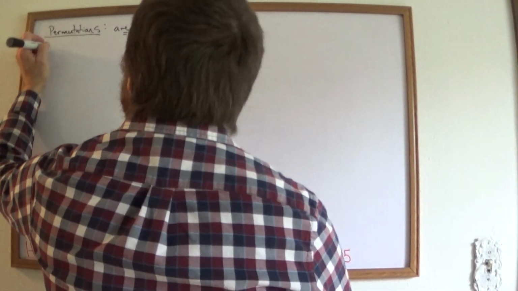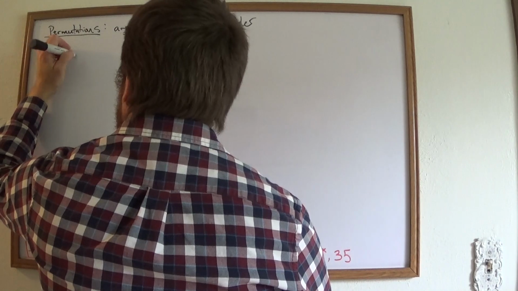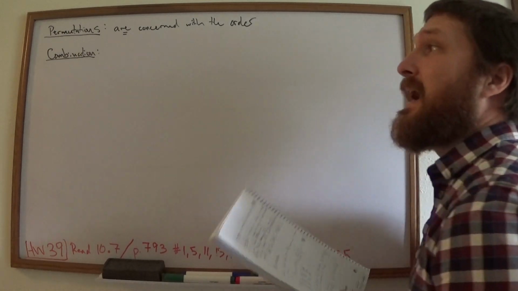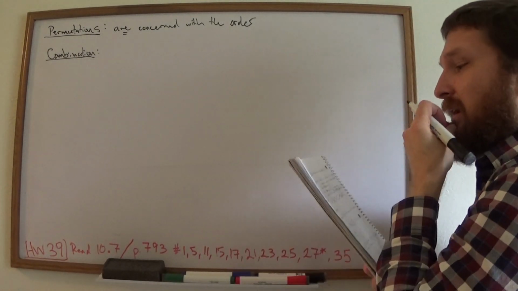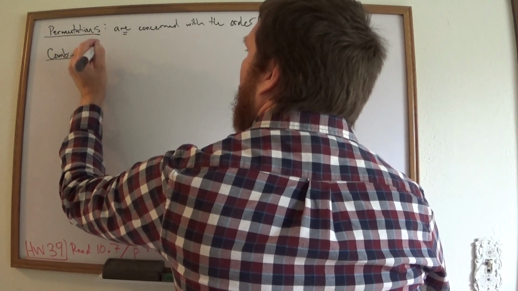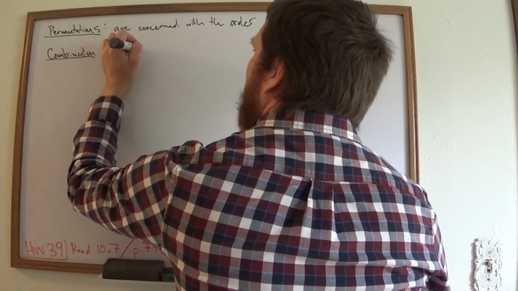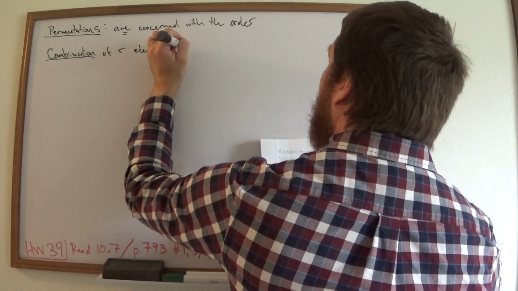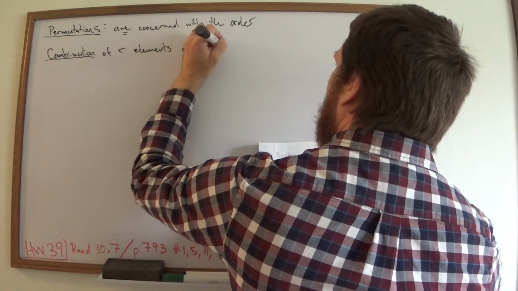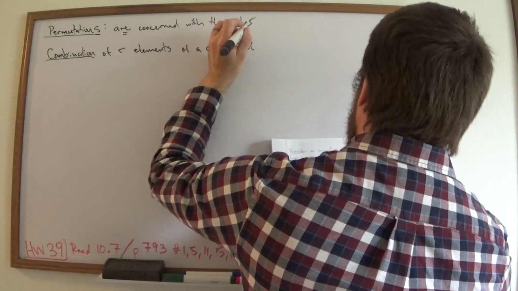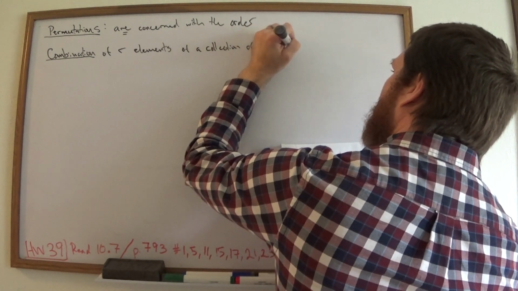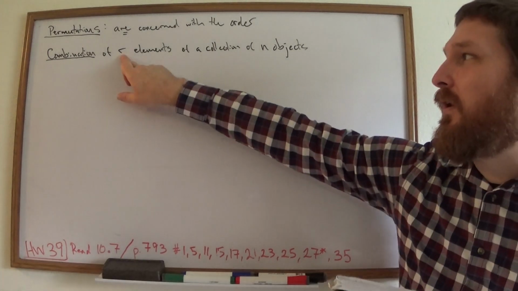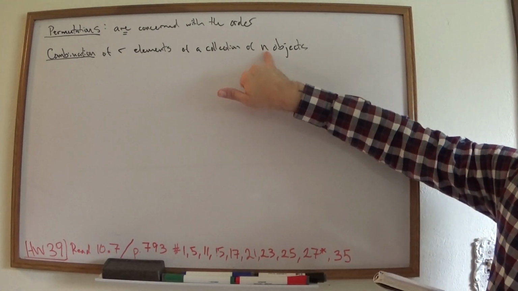A combination. This is the thing we're about to learn about. We've been learning about permutations. Now we're going to be talking about combinations. A combination of R elements. So R things of a collection of N objects. Okay? So you have N, and of course, R here at biggest can be N, right?